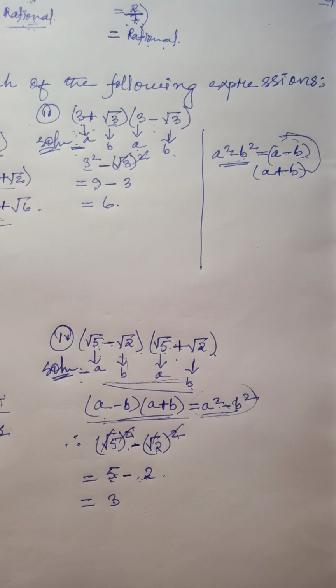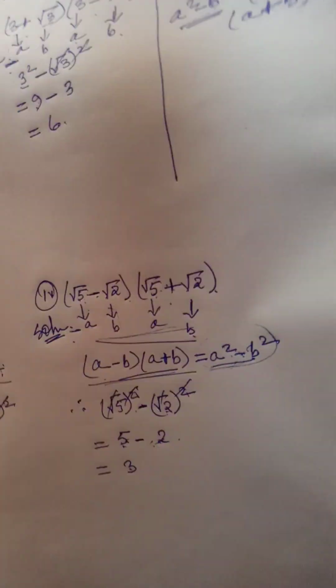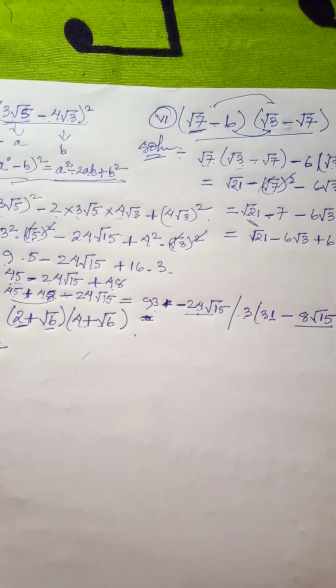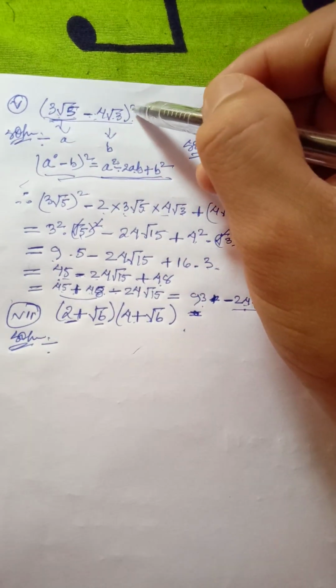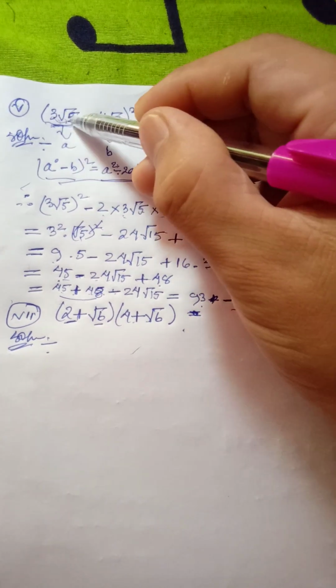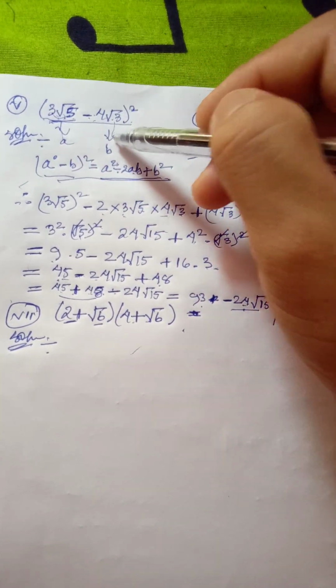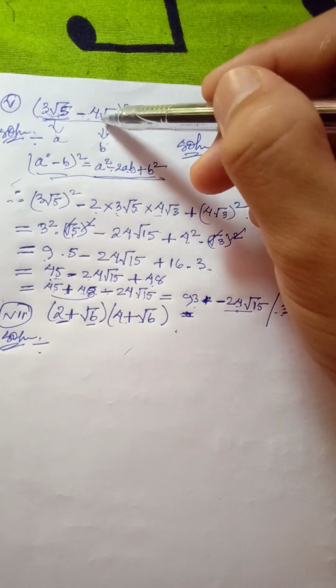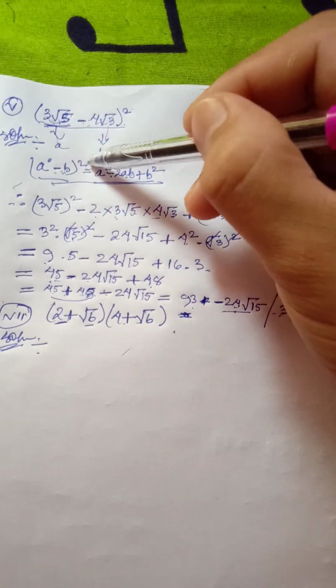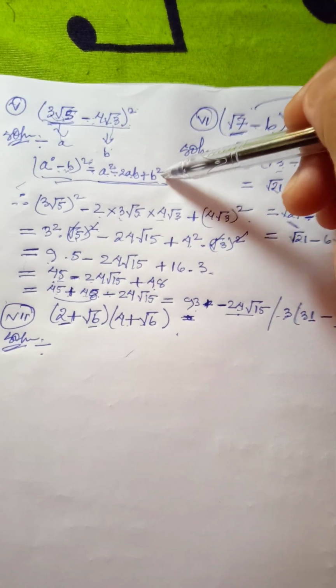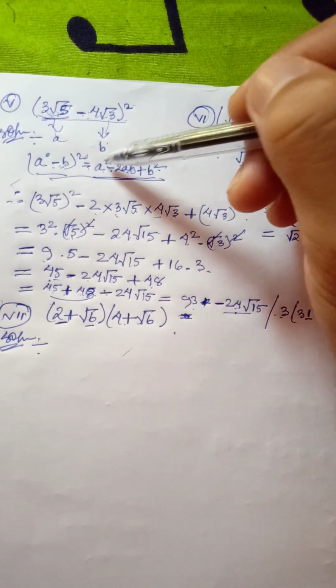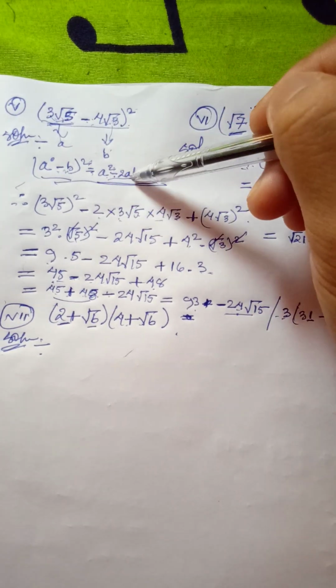is it clear? Then we are going to proceed to Roman number 5. In Roman number 5, we have (3 root over 5 minus 4 root over 3) holding square. Okay, let us assume this value as a and let us assume this value as b. Here the given expression is in the form of (a minus b) holding square, and the outcome of this will be a square minus 2ab plus b square. Okay, now we are going to express the given expression in the form of this.